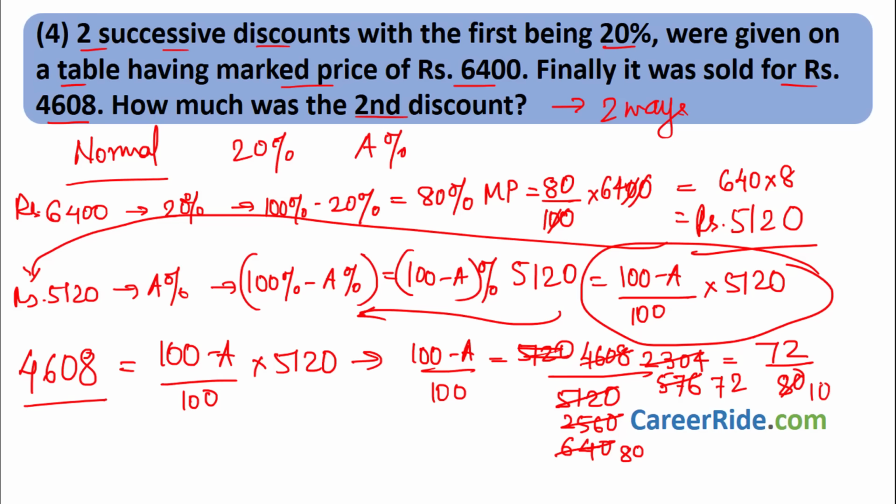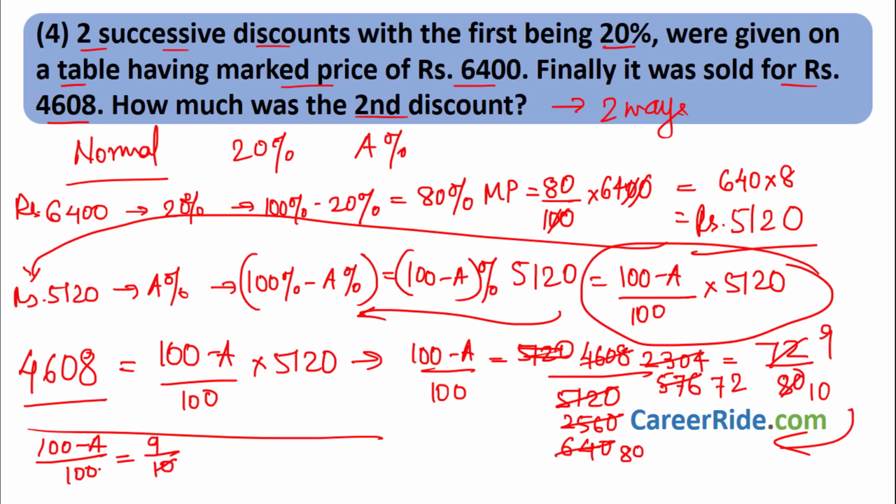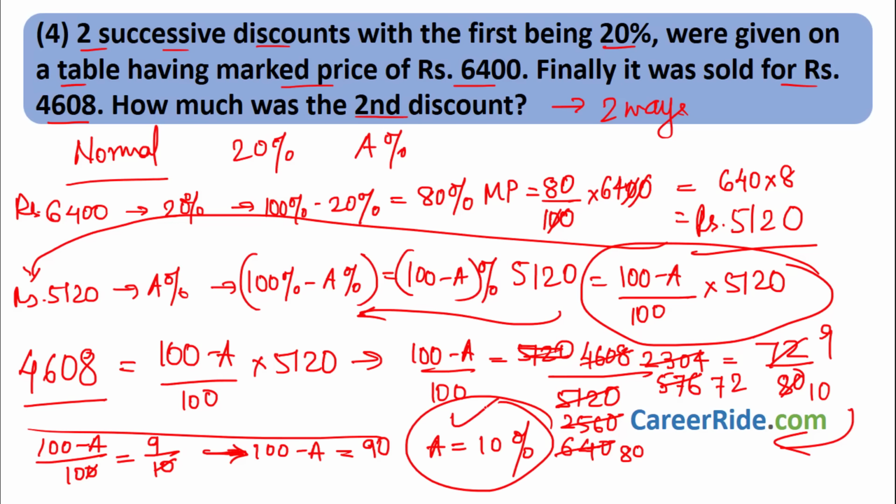8 10s are 80, 8 9s are 72. So what do we have? Let's calculate it over here on the right hand side. We'll have 100 minus A upon 100 would be equal to 9 upon 10. This goes over here, 100 minus A would be equal to 90. So A would be equal to 10. 9 into 10, 90. A would be equal to 10%. So the second discount is nothing but 10%.